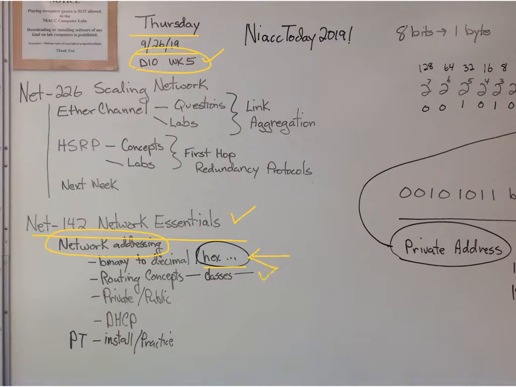Routing, we talked a little bit about that. We got more to cover on that. We did talk briefly about private and public IP addresses. We've talked about DHCP in the past, but we haven't gotten to that yet in this part with the addressing. Packet Tracer, we did an install and we did practice today.